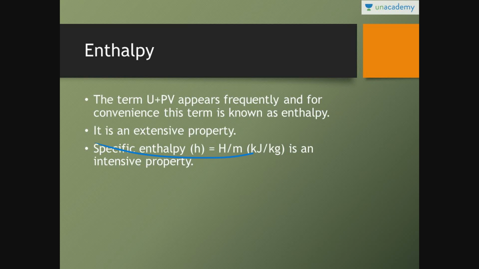Internal energy is a property. Enthalpy is also a property. Like internal energy is an extensive property, specific internal energy is an intensive property. Similarly, enthalpy is an extensive property, and specific enthalpy is an intensive property. Specific enthalpy, that is small h equal to capital H by m, is an intensive property. Enthalpy is an extensive property, specific enthalpy is an intensive property.